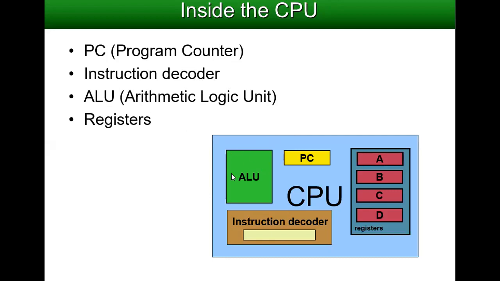There's an ALU located inside the CPU. It is an arithmetic logic unit, where it adds, subtracts, multiplies, and divides, performing arithmetic operations. And lastly, there are registers in the CPU which store the data.